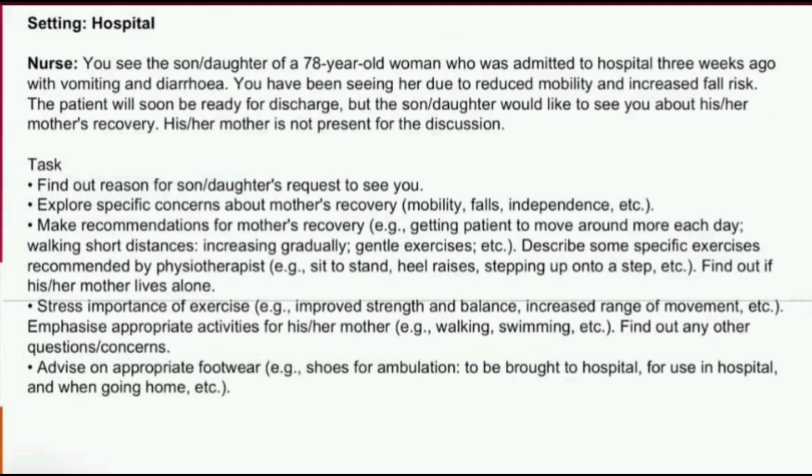Okay, now we'll start with the role play. As it is a bystander role play, we have to check the mother's name. Suppose here the mother's name is Susan and the daughter's name is Elizabeth. So we'll start with the introduction.